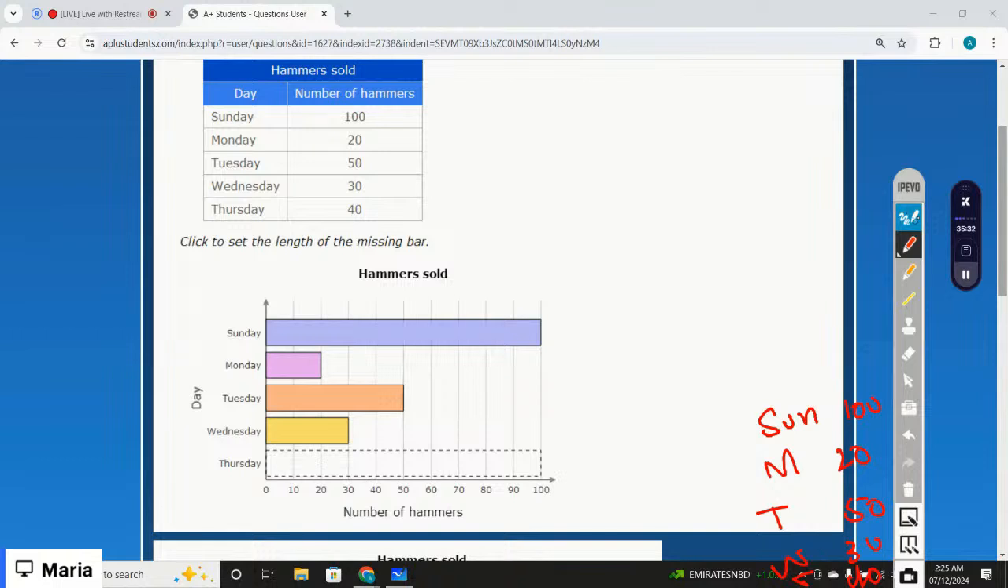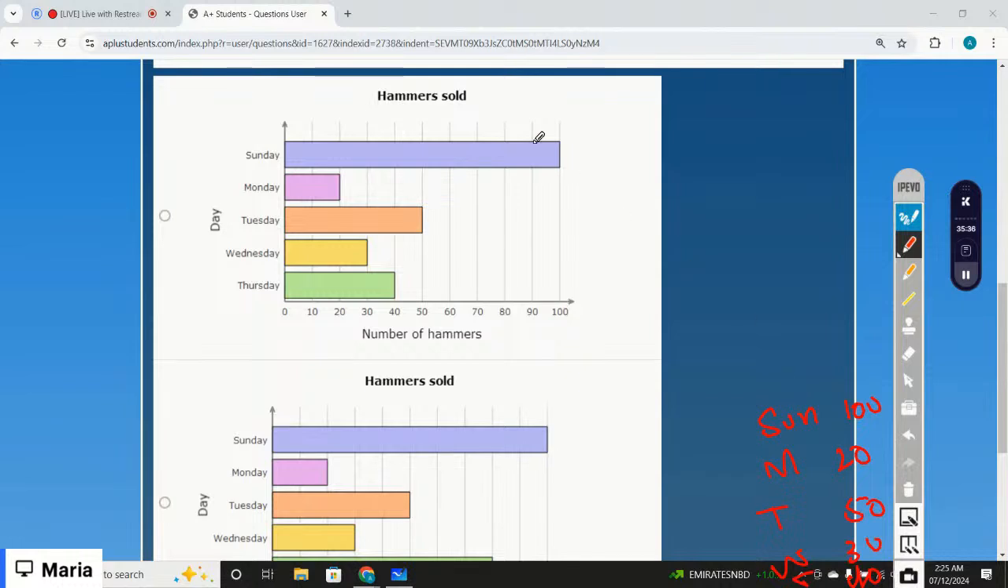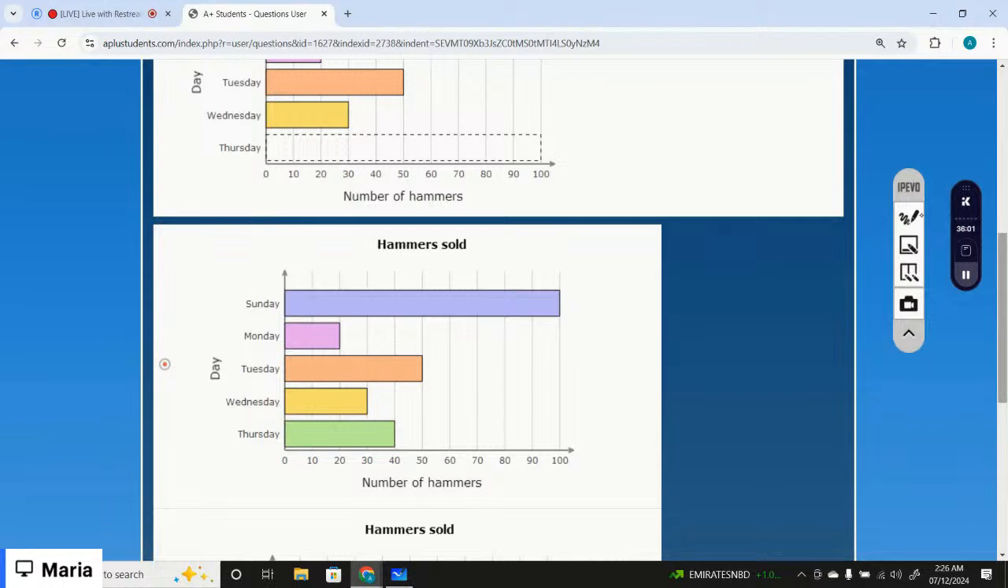Let's match with the graphs. Okay, so on Sunday, they are 100. On Monday, they are 20. On Tuesday, they are 50. On Wednesday, they are 30. And on Thursday, they are 40. So that is the correct option, right? Just match each value. So option number one is the correct option.